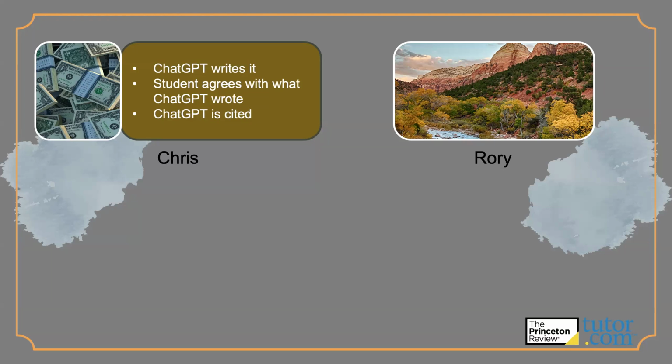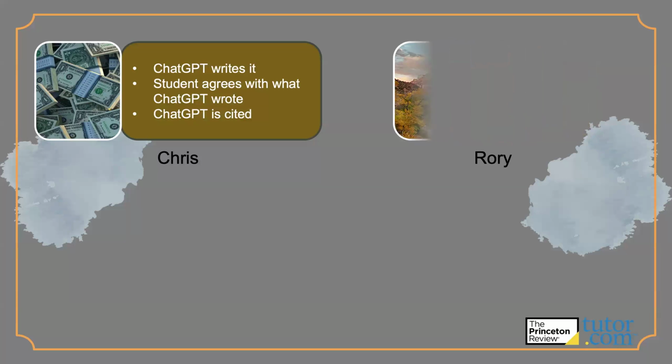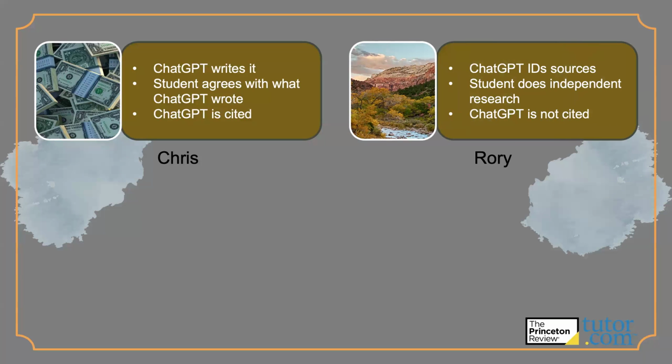And Rory uses ChatGPT to identify some well-known public parks and published research about their reclamation efforts. Then Rory follows up on those suggestions from ChatGPT by discussing them with a librarian and finding the original sources where that research was published. Rory compiles the relevant research into a cohesive paper of original writing, does not cite ChatGPT in the resources list, and turns it in. So to summarize that case, ChatGPT helped the student ID some sources. The student did independent research with those sources, and ChatGPT was not cited.